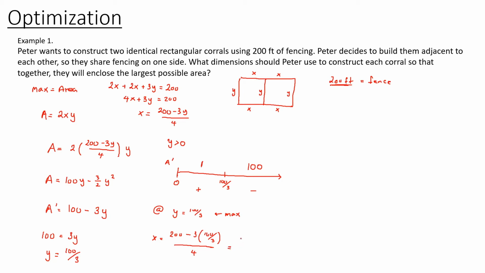Which in this case will be 100 over 4, which is 25. So basically at x equal to 25 feet, and when y is equal to 100 over 3, we have maximum area.